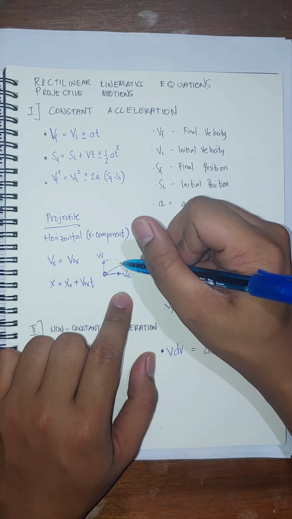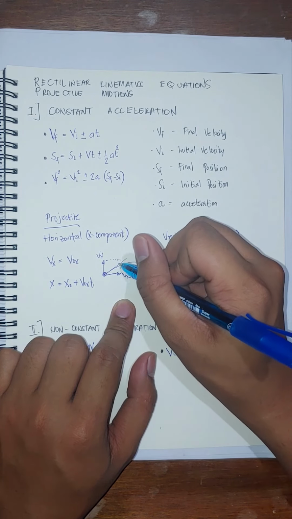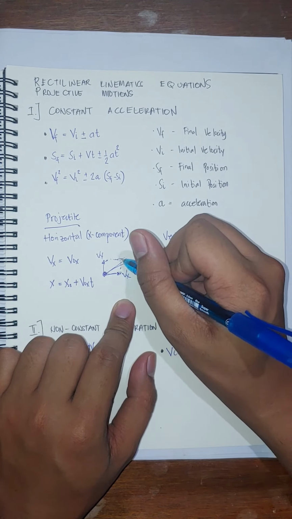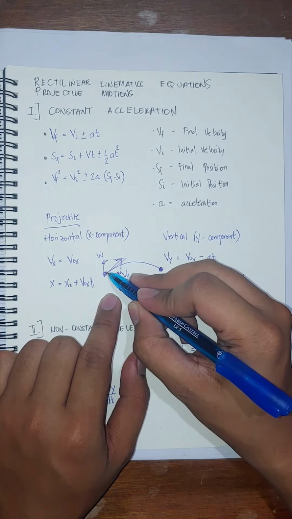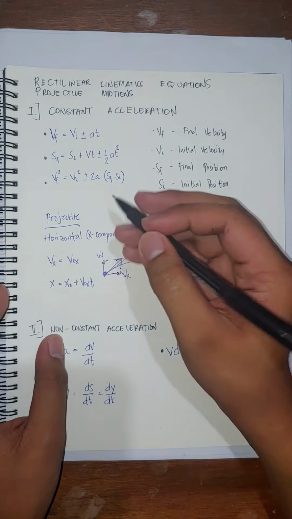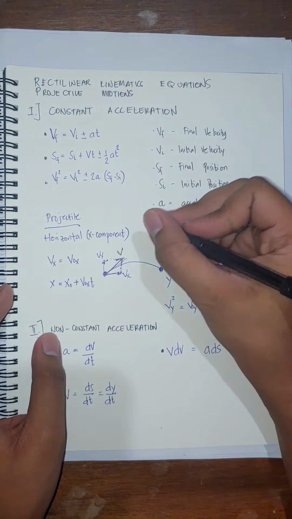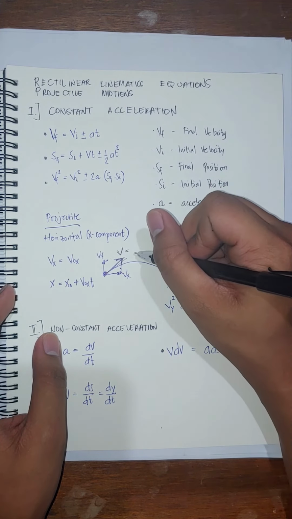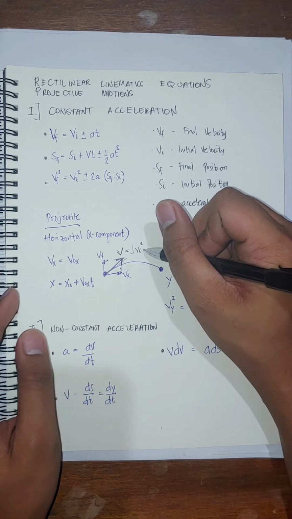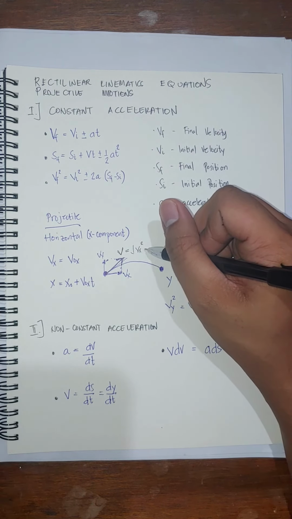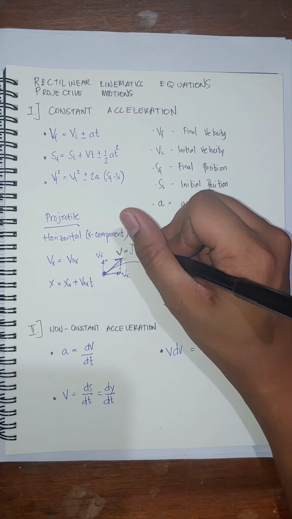So to get the velocity, if you remember, the velocity is always tangent to the motion of the projectile. So this is the velocity. And we know that the velocity is just equal to the square root of the square of the x component of the velocity plus the square of the y component of the velocity.